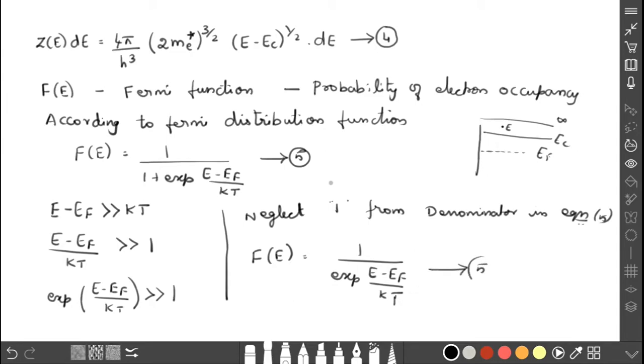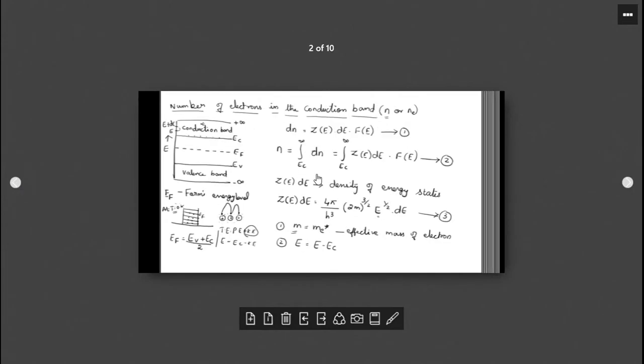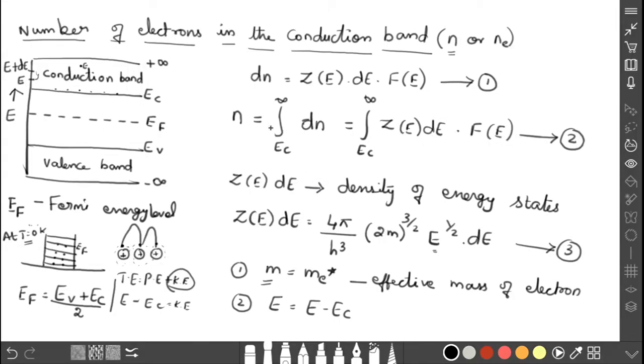Now we have two equations. One is Z of E into dE and another one is F of E. These two equations, equation number 4 and 5, I am going to substitute in equation 2. What is equation 2? Let us see once again. Equation 2 is N is equal to the integral from EC to infinity of Z of E into dE and F of E. Z of E into dE from equation 4 and F of E value from equation 5, I am going to substitute here.